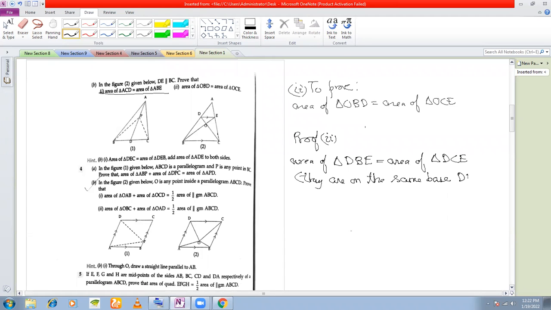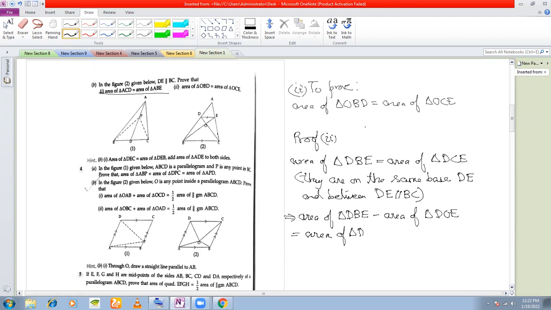DE, and between DE parallel to BC, right? Now from these two, which triangle am I supposed to subtract? DOE. So from both sides, I subtract area of triangle DOE. So from area of triangle DBE, I subtract area of triangle DOE, right? And similarly, I do that on the right hand side also.